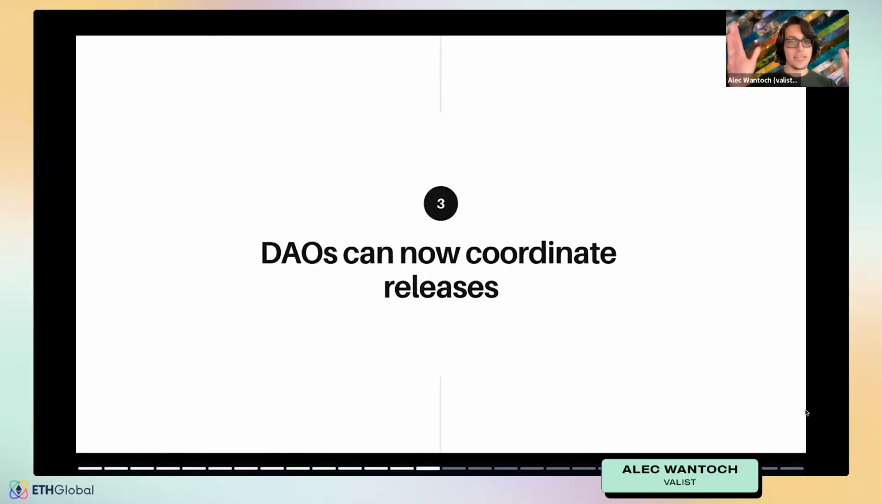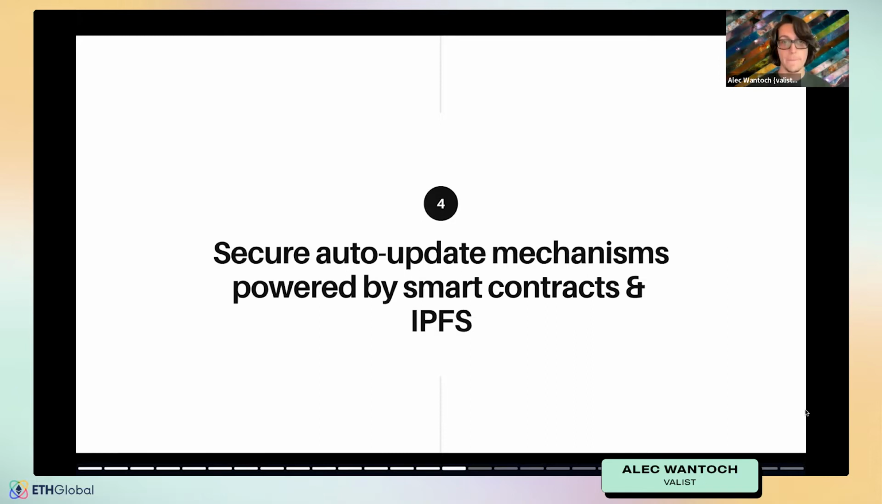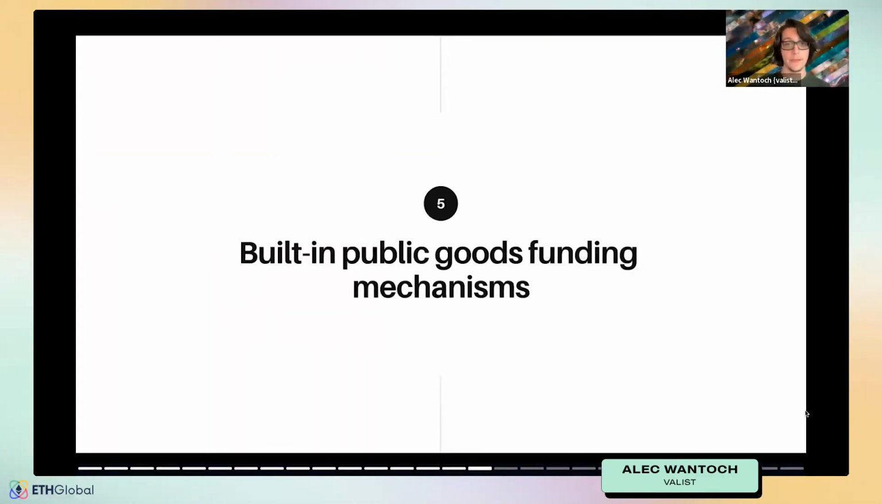But DAOs can now coordinate releases as well. So you can imagine things like new versions of Ethereum or Polygon being upgraded by a DAO community and everyone building and verifying the actual implementation together instead of just coordinating on the protocol spec. And then you could also do things like secure auto update mechanisms powered by smart contracts and IPFS. So you can imagine a world where all of our infrastructure is updating itself through this global fabric that we're all powering together.